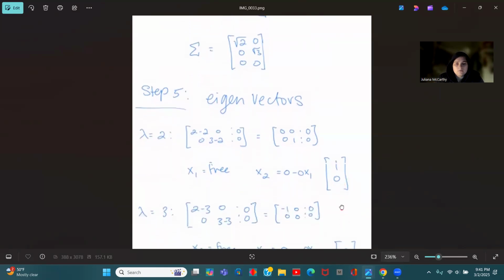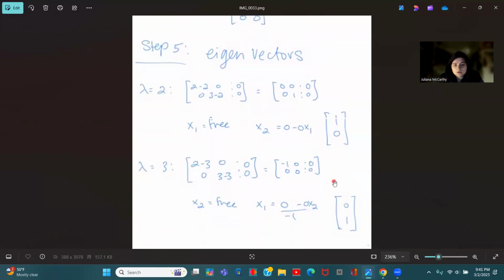So it has length 1, so that's normal. And then going on to our second eigenvalue for finding our second eigenvector, we have lambda equals 3. So 2 minus 3, 0, 0, 3 minus 3. So we get negative 1, 0, 0, 0. This leaves x2 as free, and so x1 equals 0 minus 0x2 over negative 1. So again, you can choose any value you want for x2 because it's free.